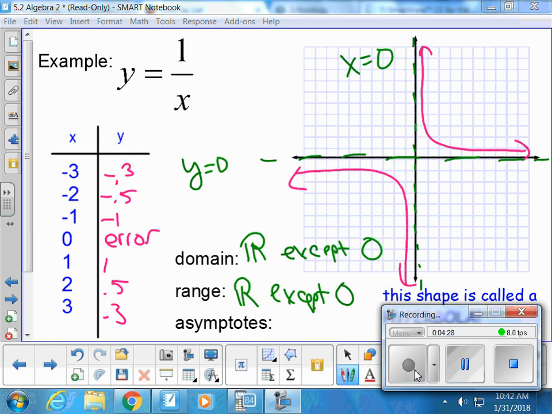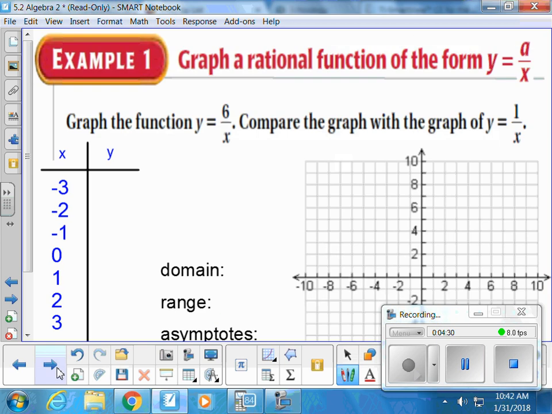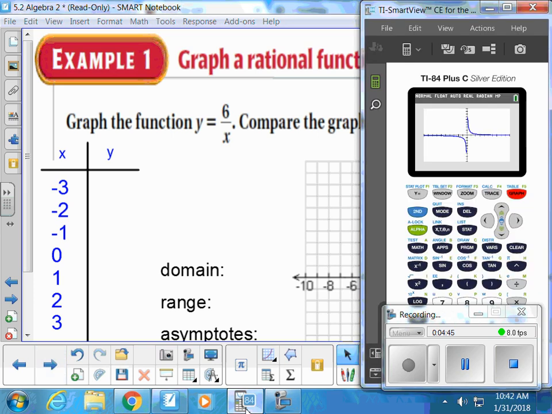All right, we're going to go ahead and try another inverse variation equation. This time our constant is a 6 versus a 1. And we mainly want to just compare and contrast what the 6 does to the graph. Does it smush it in? Does it stretch it out? Does it change the domain? Does it move the asymptotes? Things like that. Okay? Now let's pull our calculator and try it.